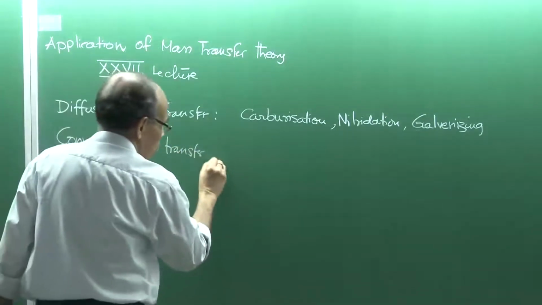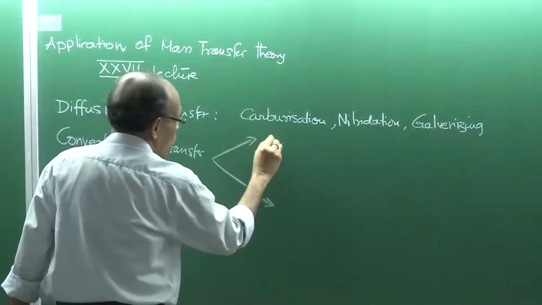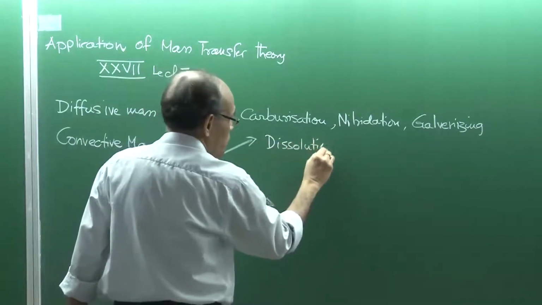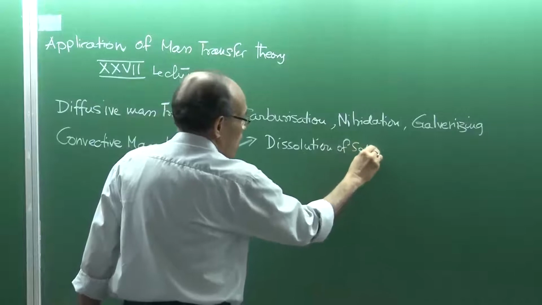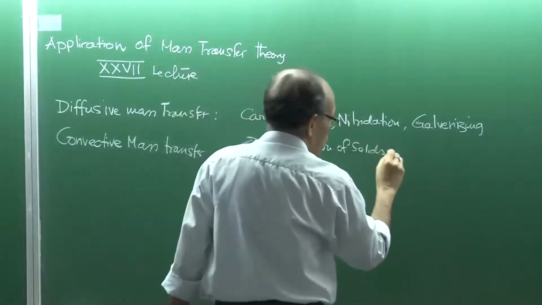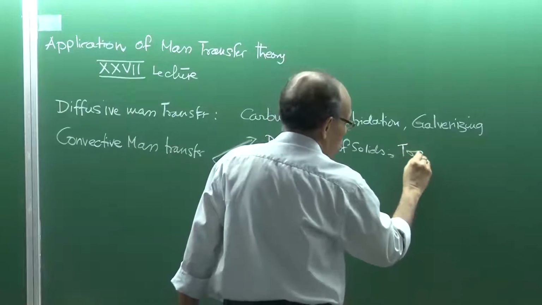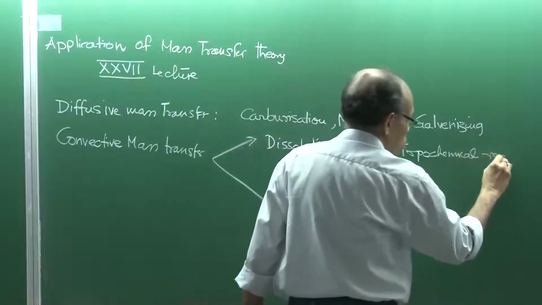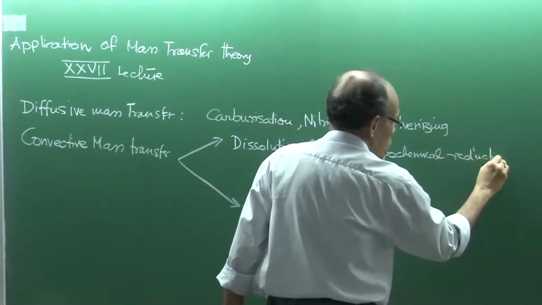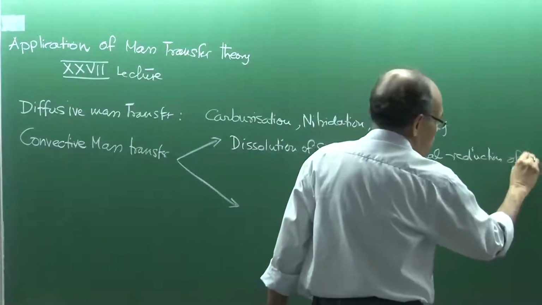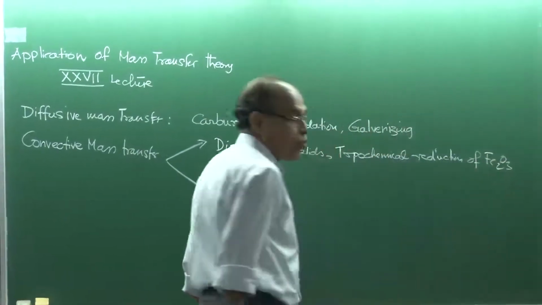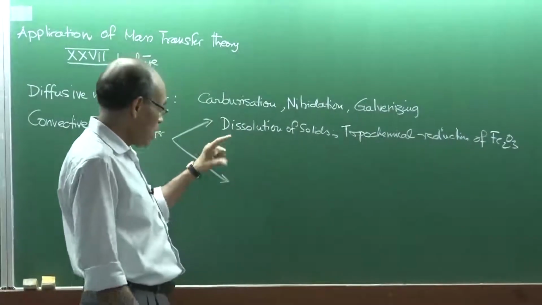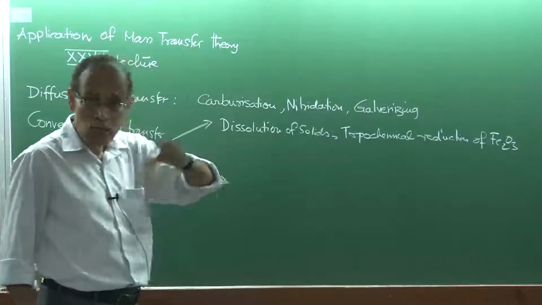And here we'll divide into 2 parts. In one segment we'll talk about dissolution of solids such as in alloying, and also I will talk about the topochemical reduction, and topochemical reduction of Fe2O3. So iron ore reduction by carbon monoxide is a gas solid reaction, gas solid interactions, and dissolution of solids, that means a solid liquid interaction.